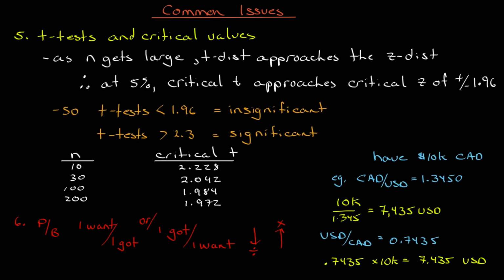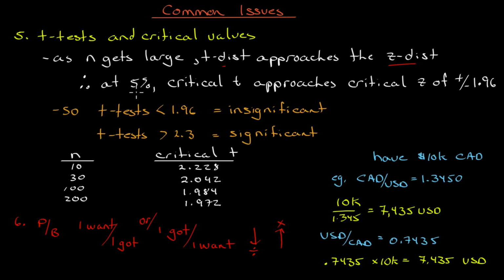All right, next popular question, t-tests and critical values. In my videos, sometimes I look down a list of autocorrelations and I look at the t-stats and I say, okay, well, none of these are significant. And I get a lot of questions of how can you tell you didn't look up a critical value? You don't have to. As n gets large, the t-distribution approaches the z-distribution.